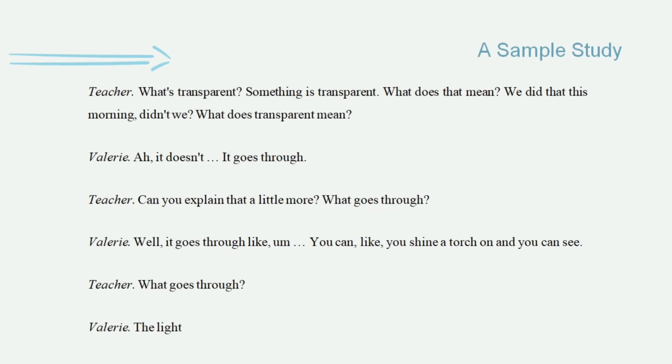A sample study. Teacher: What's transparent? Something is transparent. What does that mean? We did that this morning, didn't we? What does transparent mean? Valerie: It doesn't. It goes through? Teacher: Can you explain that a little more? What goes through? Valerie: Well, it goes through like, you can, like, you shine a torch on and you can see. Teacher: What goes through? Valerie: The light.